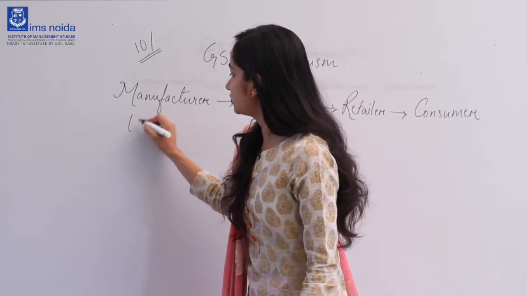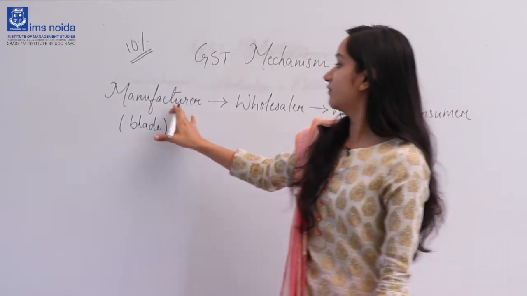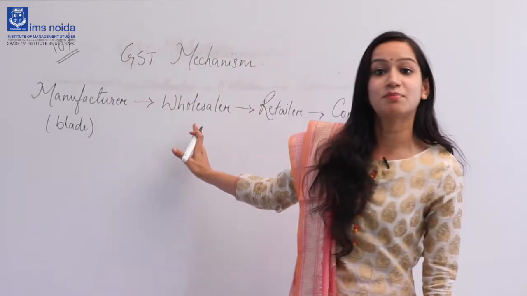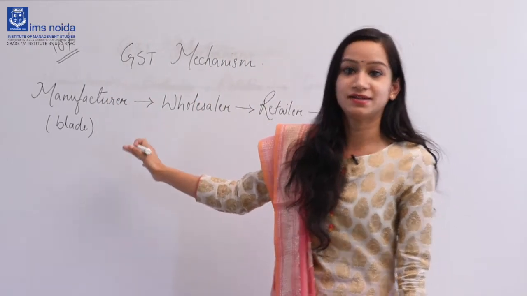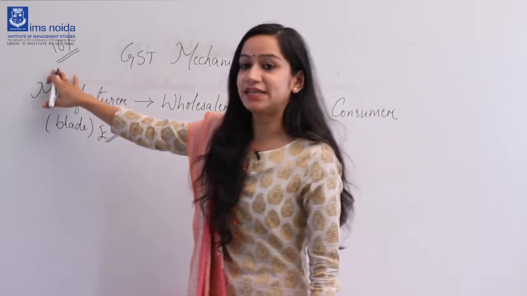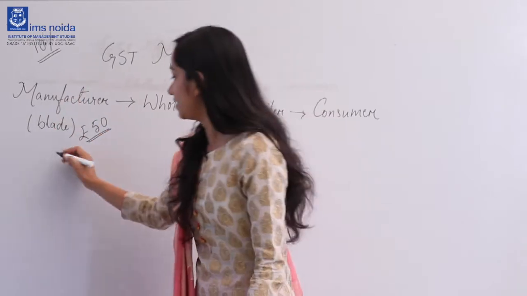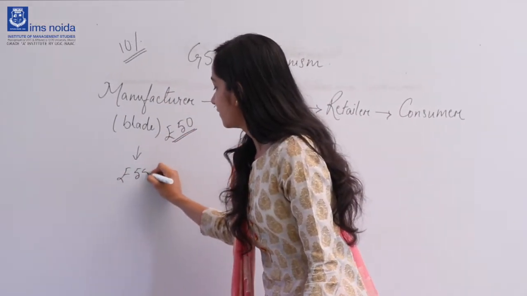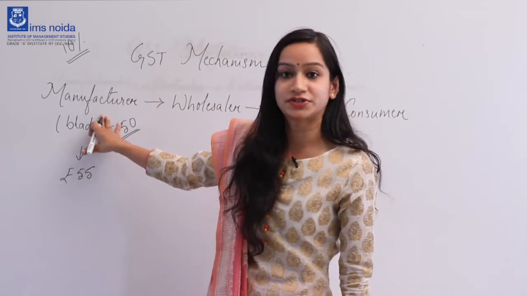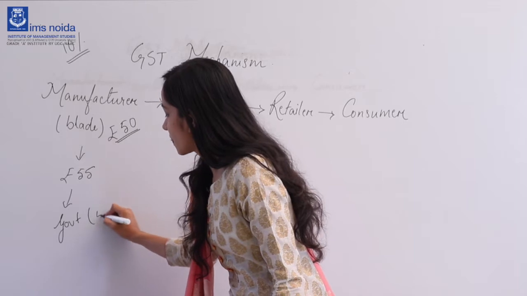For example, the manufacturer is manufacturing blades. This manufacturer will give this blade to the wholesaler. Suppose the manufacturer is selling the blade to the wholesaler at the rate of rupees 50. GST rate being 10%, what is the amount which the wholesaler needs to pay to the manufacturer? It will be rupees 55. Out of this 55, rupees 5 is the GST amount which the manufacturer has received. This rupees 5 will be given to the government.